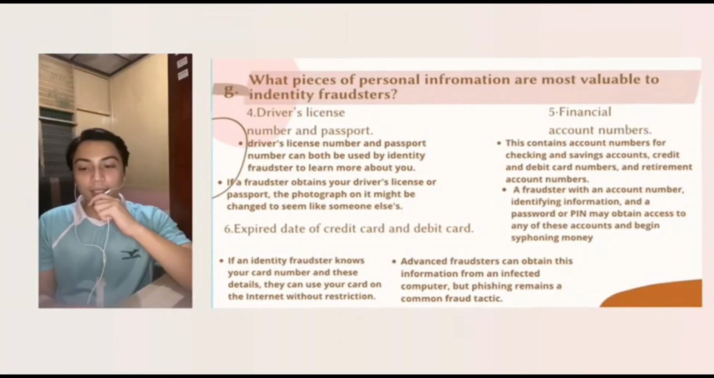The next one is driver's license number and passport. Your driver's license number and passport number can both be used by an identity fraudster to learn more about you. After all, your entire name, date of birth, nationality, and address are all on them. If a fraudster obtains your driver's license or passport, the photograph on it might be changed to look like someone else. They can then use it to get access to numerous aspects of your life.